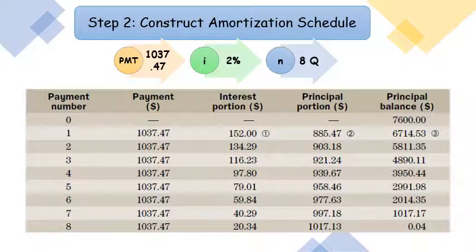So the amortization schedule will include a column for the payment number, which will be 8 quarters in addition to the current period. The second column is for the installment or the amount of payment, the third is for the interest portion included in each installment, and the fourth is for the principal portion, the amount of payment used to decrease the outstanding balance of debt. The last column will be for the outstanding balance of debt at the end of each period.